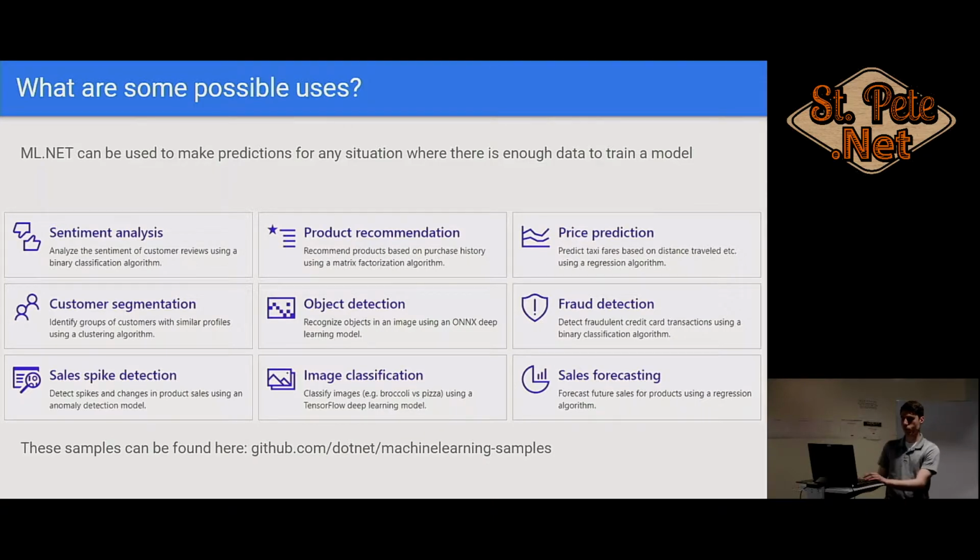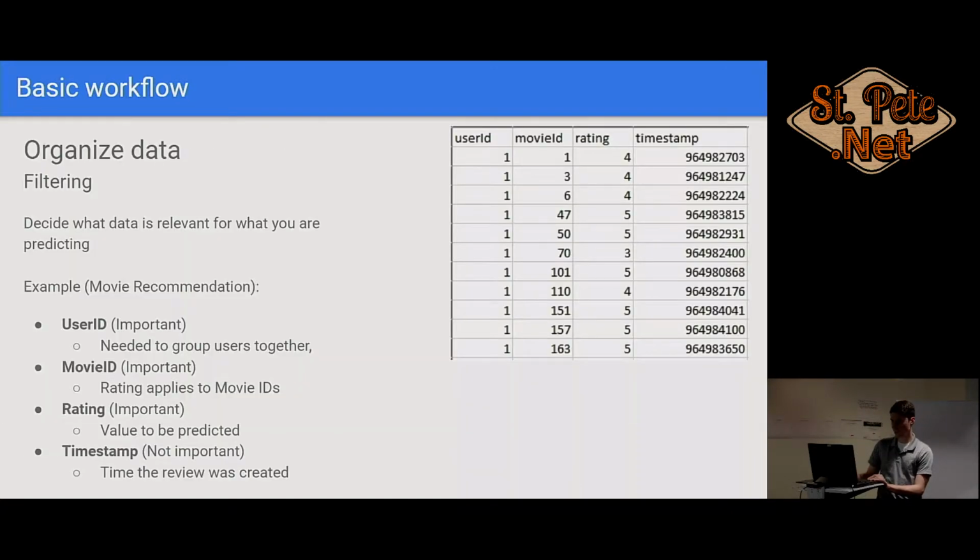You can do product recommendations based on past purchase history of a customer, price prediction, which uses regression to estimate fares. Then you can also do object detection, such as facial recognition or detecting street signs or roads, kind of like the Google captcha where you point out street signs. And then there's a lot more that are also available. You can see samples of all of them on the Microsoft .NET Machine Learning Samples repository.